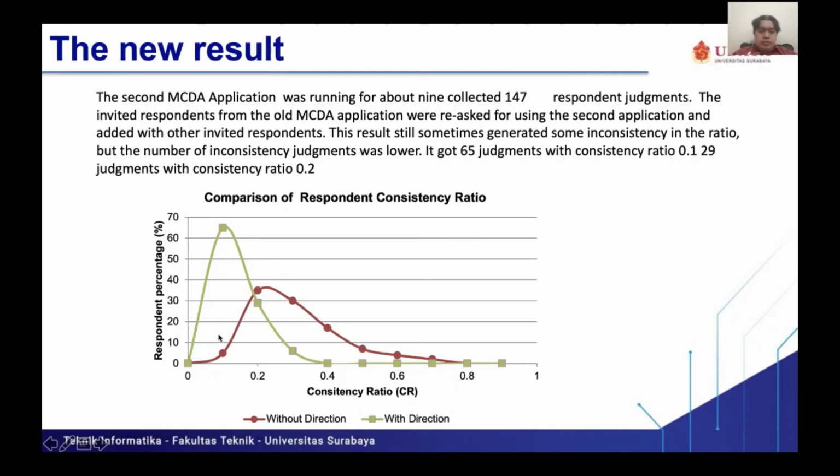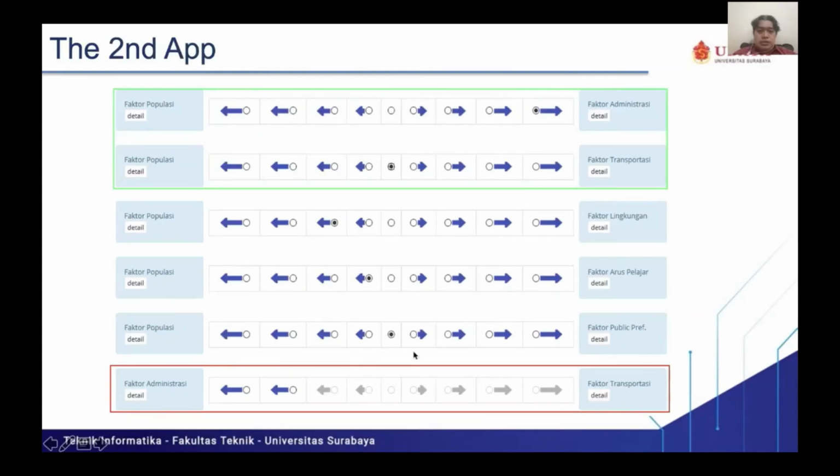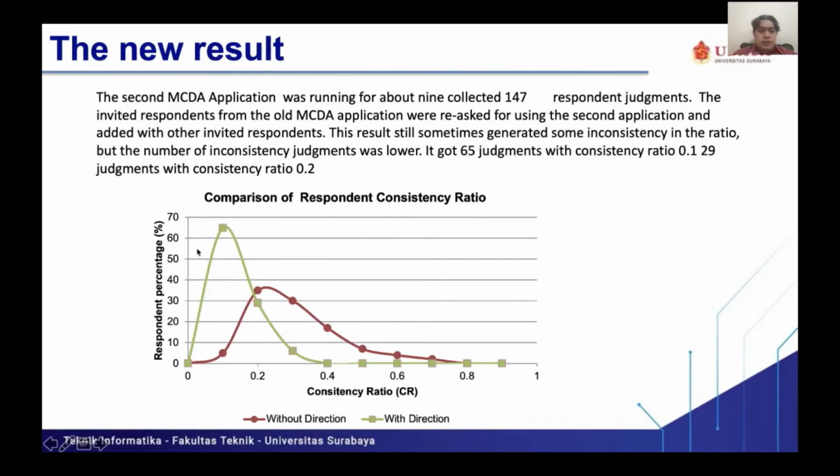This is the comparison between respondent consistency ratios. Red one is without direction. User can choose anything in here, not depending on another relation. And this one is with direction. We can see with direction have a higher number of judgments with consistency ratio 0.1.